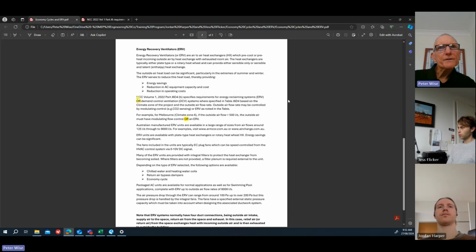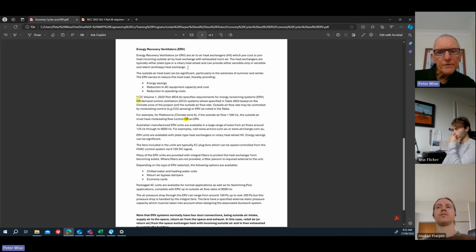Energy recovery ventilators, ERV for short, are air-to-air heat exchangers, which pre-cool or preheat incoming outside air by heat exchange with the exhausted room air. The heat exchangers are typically either plate type or a rotary heat wheel and can provide either sensible only or sensible and latent, which is enthalpy heat exchange.